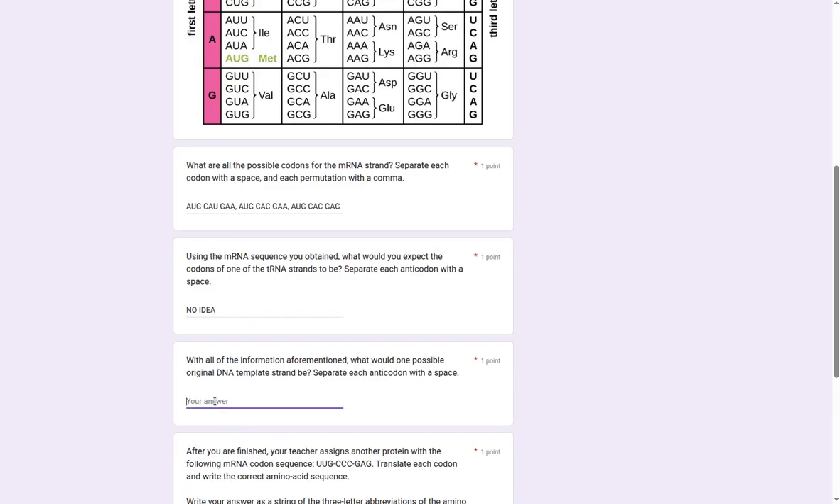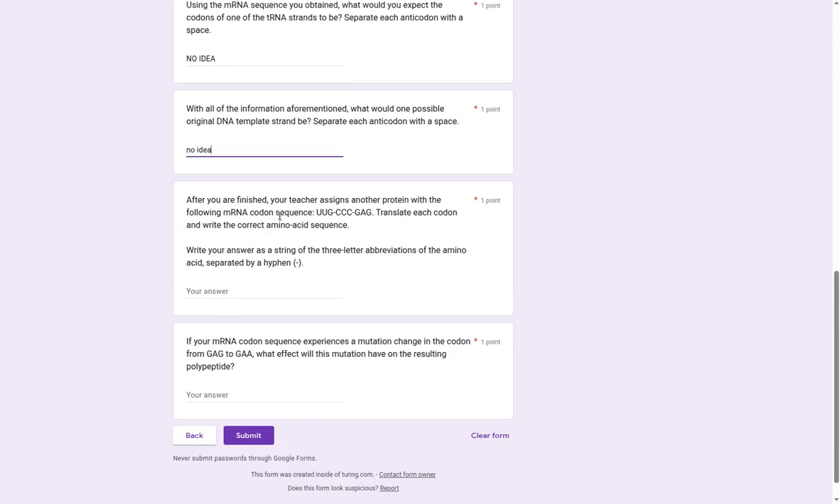Which of the following information aforementioned would possibly originate DNA single strand P? Separate each anticodon. No. Okay. After you finish, the teacher assigns another protein with the following mRNA codon sequence: UUG, CCC, GAG. Translate each codon and write the correct amino acid sequence. Write your answer with a string of letter abbreviations of amino acids separated by a hyphen.